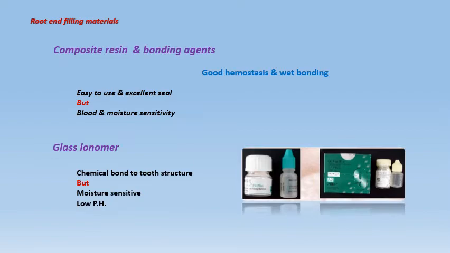After that comes the glass ionomer with a very important property, which is the chemical bond to tooth structure, which we need very much to achieve a good seal. But actually also comes the killing property, which is the moisture sensitivity and the low pH.